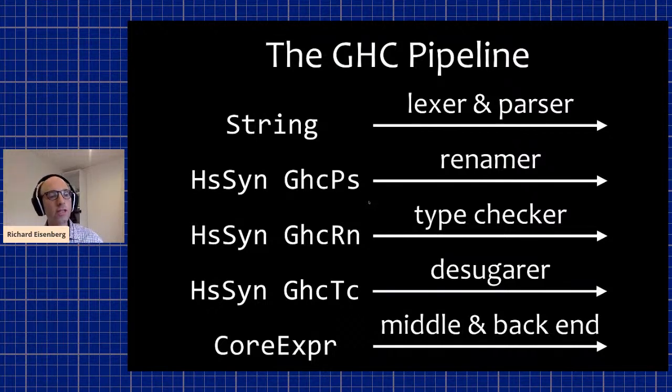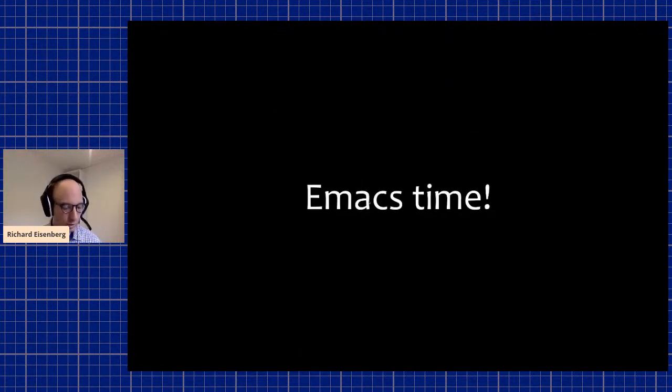So what GHC does is you take this Core expression. This is a much simpler language than Haskell. And in that simpler language, we can do all kinds of optimizations. And then when that's done, we can actually generate code that runs on whatever architecture you're compiling for. So that's the middle and back end. We're not going to talk about that at all. We're really just going to focus on these front end pieces. So with that high level introduction, let's jump to Emacs and actually start implementing.